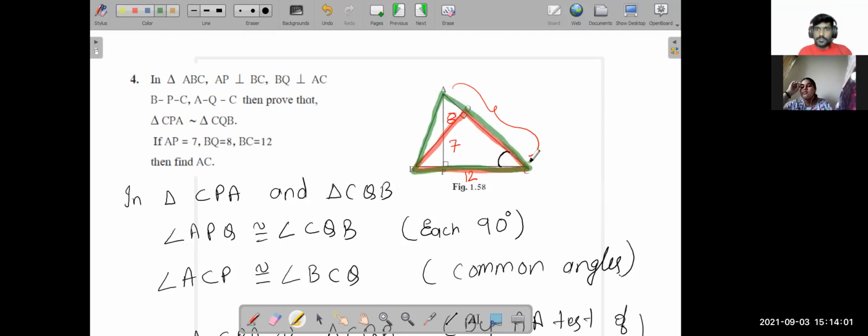And what about PAB? No, we are not concerned with that. We are not working with those, because in the question it is given, prove CPA and CQB. CPA is the green one and CQB is the red one. It is given in the question. These two triangles you have to prove similar. Clear?